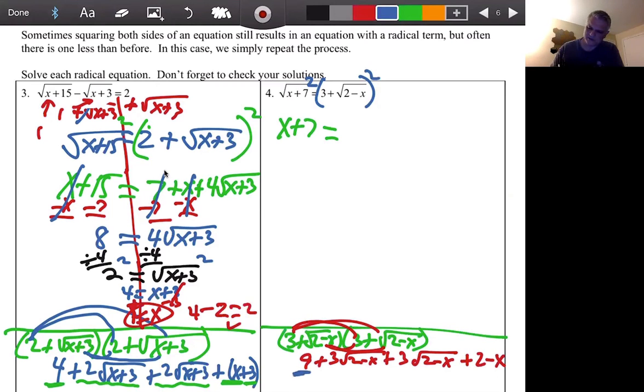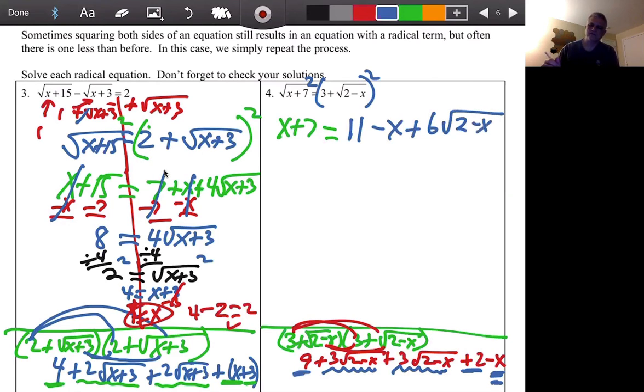We got a 9 here, and we got a plus 2, so that's 11. We've got a minus x here. Yeah, this one's not going to cancel. That's okay. And we got a plus 3 root, plus 3 root. So that's going to be plus 6 root 2 minus x. Okay, so we went from 2 roots to 1 root. Now we have to isolate the 1 root. So we got to isolate this thing.